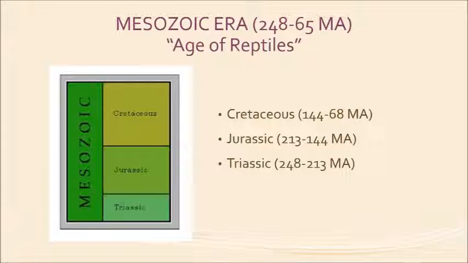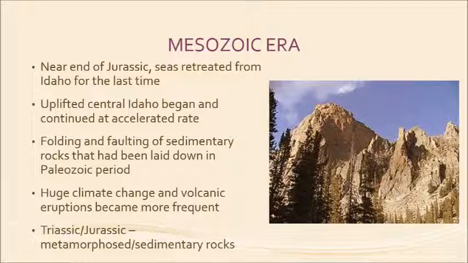Next, we move into the Mesozoic era, known also as the Age of Reptiles, consisting of 3 different periods ranging from 248 to 65 million years ago. Near the end of the Jurassic period, the sea retreated from Idaho for the last time.